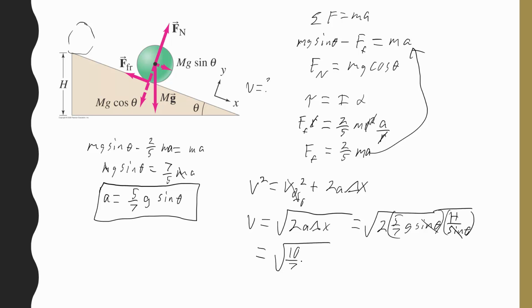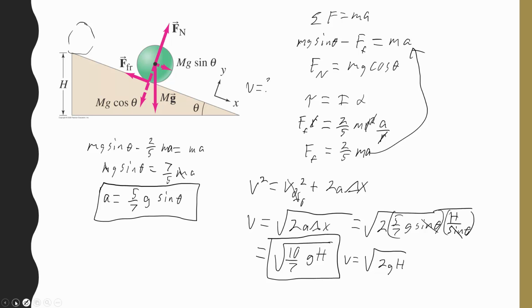and then we just have the square root of 10/7 times g times h, which once again is slower than it would be going if it just rolled down. Root 2gh would be the speed of a box sliding down a frictionless ramp. So this is a bit less than 2, so it's not going quite as fast.